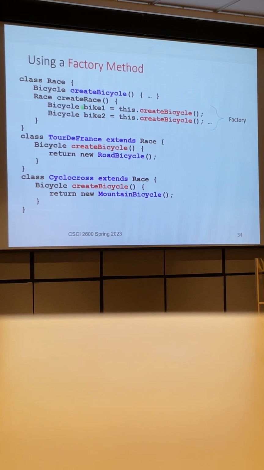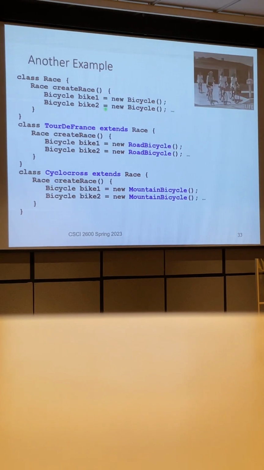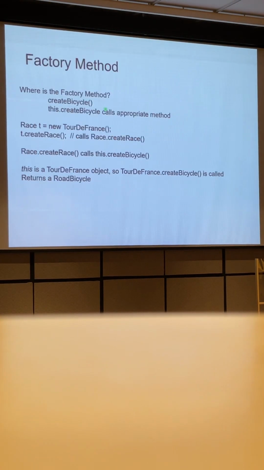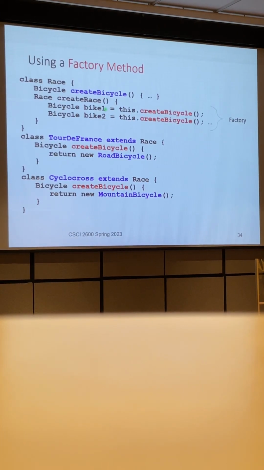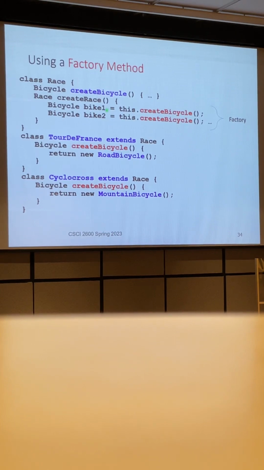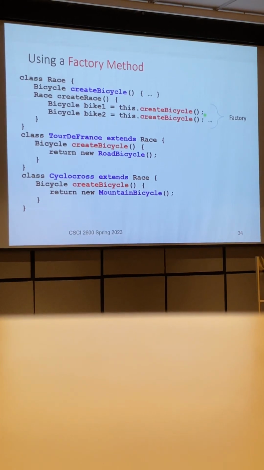So you see how this bike one may end up being a bicycle if it's not abstract. Let's see. Bicycle is not abstract, so yeah, an object may exist. So bike one can be a bicycle, or it might be a road bicycle, depending on which create bicycle returns. That's why it's called a factory method.